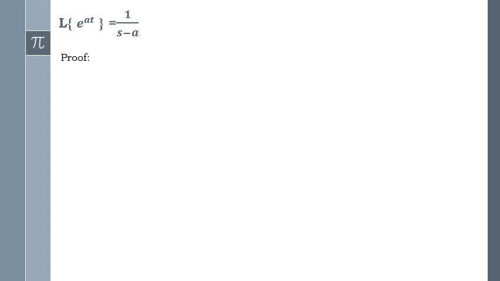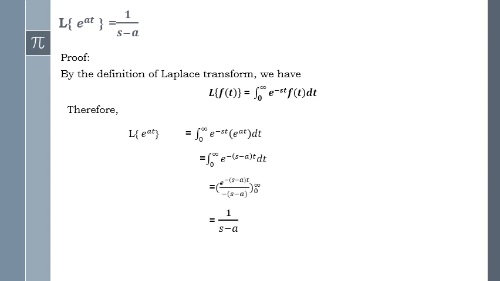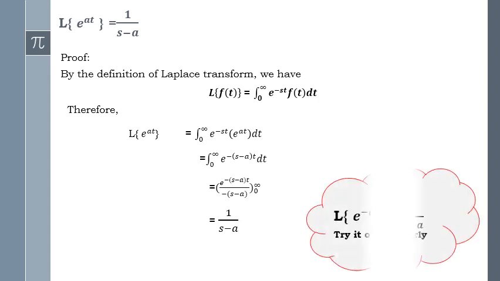And to prove this, we are going to use the definition of Laplace transform. Taking the definition of Laplace transform and applying it for our function e power at, we get L of e power at is equal to integral 0 to infinity e power minus st e power at dt. Integrating this function and substituting the limits, we get the answer as 1 by s minus a. Similarly, we can prove that L of e power minus at is 1 by s plus a.